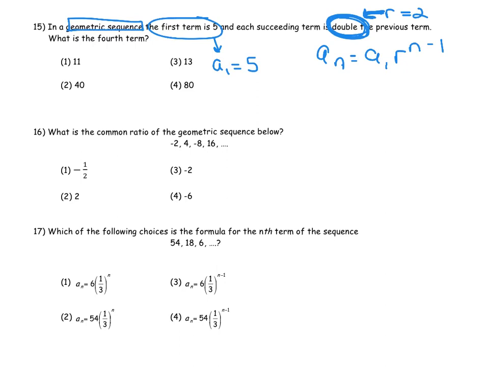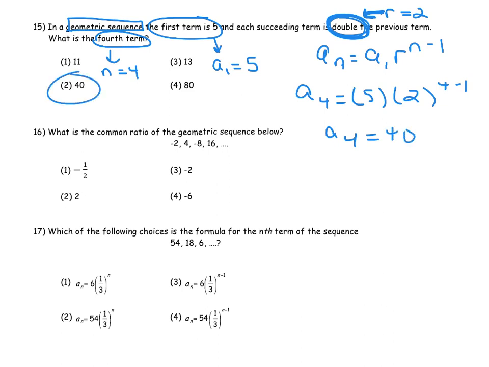And we want to know the fourth term, which means n is going to equal 4. So let's plug in. We have a sub 4 will equal the first term of 5 times the common ratio of 2 to the 4 minus 1. I'm just going to type that straight into my calculator, and I end up getting 40. And this actually came from a Regents question.